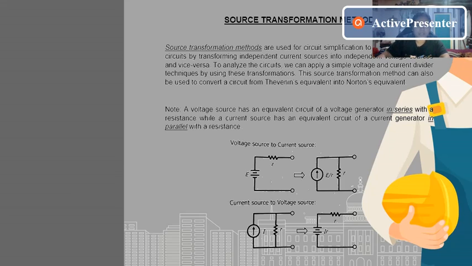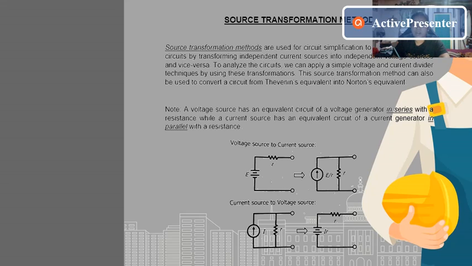So take note for our source transformation, a voltage source has an equivalent circuit of a voltage generator in series with resistance, while a current source has an equivalent circuit of a current generator in parallel. So we have here our circuit. So if voltage source to current source, we have here natay E, then given na resistance.